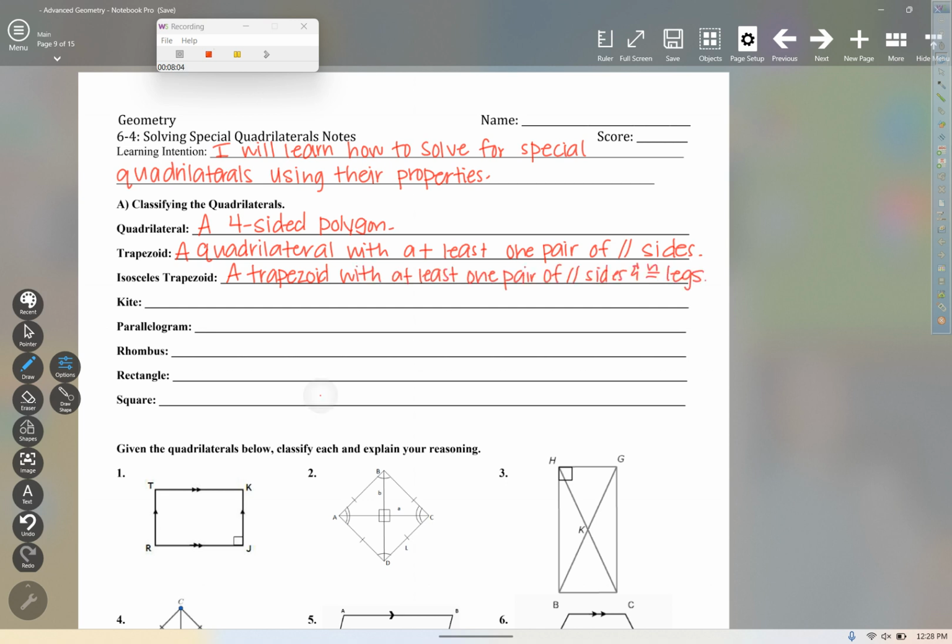A kite is a quadrilateral with 2 adjacent congruent sides. Awesome. Okay. A parallelogram is a quadrilateral with 2 pairs of parallel sides.